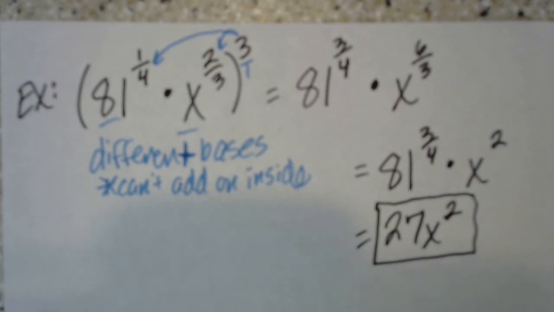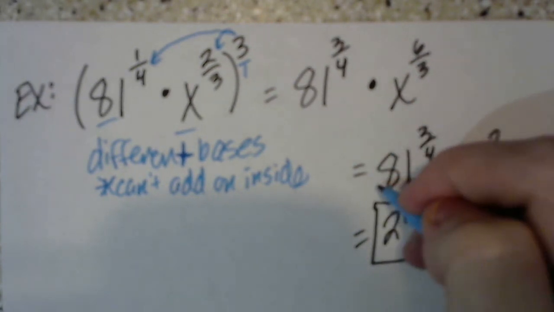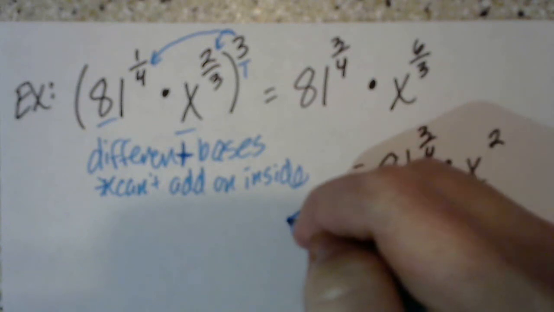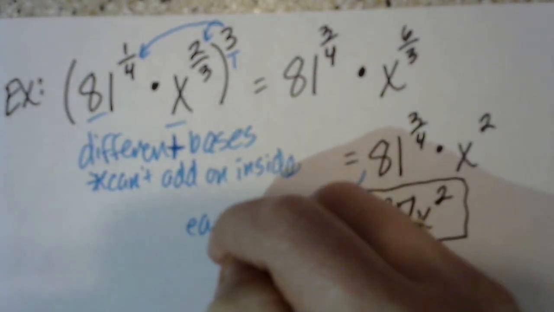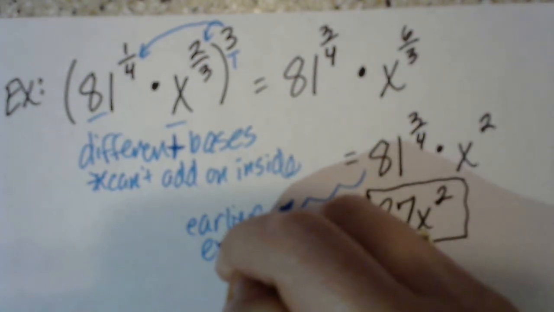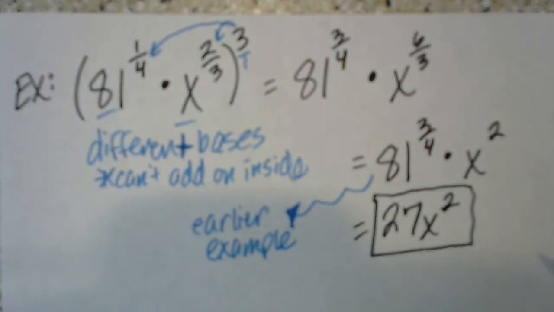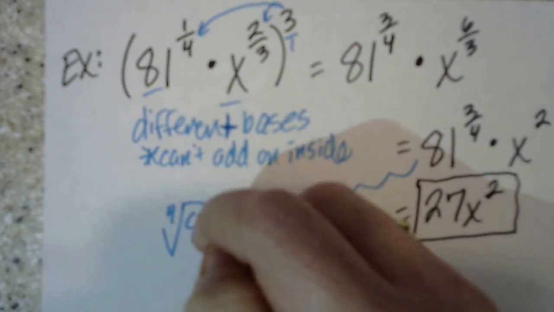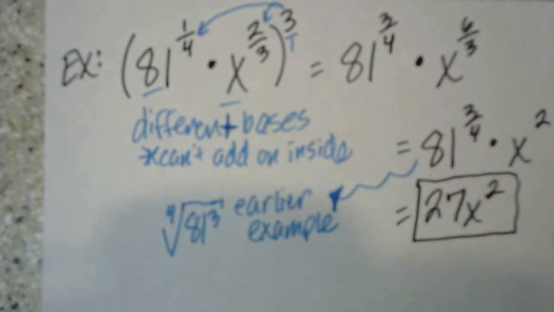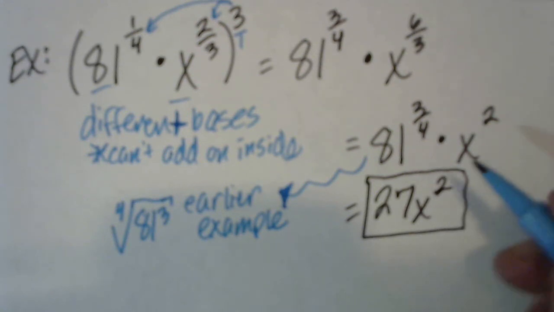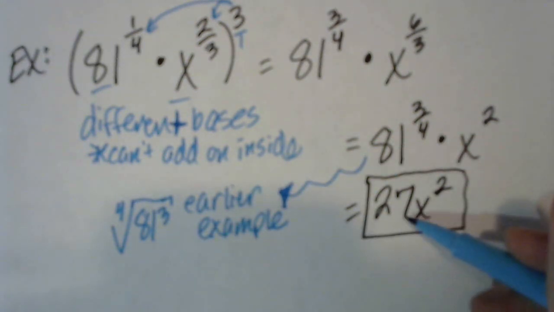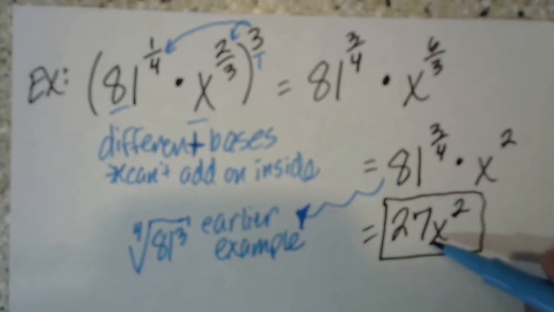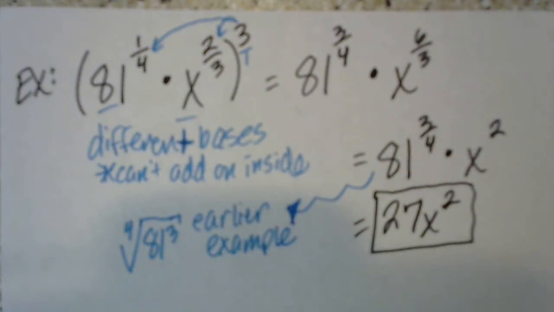Okay. I'm going to draw an arrow here so that you remember we did this in an earlier example. Because it definitely is the 4th root of 81 to the 3rd power, right? But we know that that's equal to 27. Okay? But I just wanted to show you this because they have different bases. So I'm never going to add exponents in that problem.